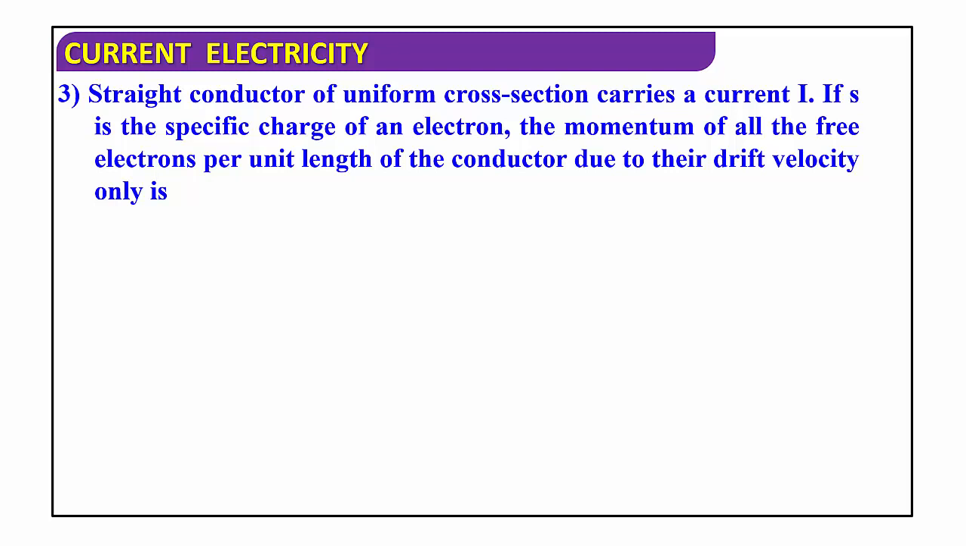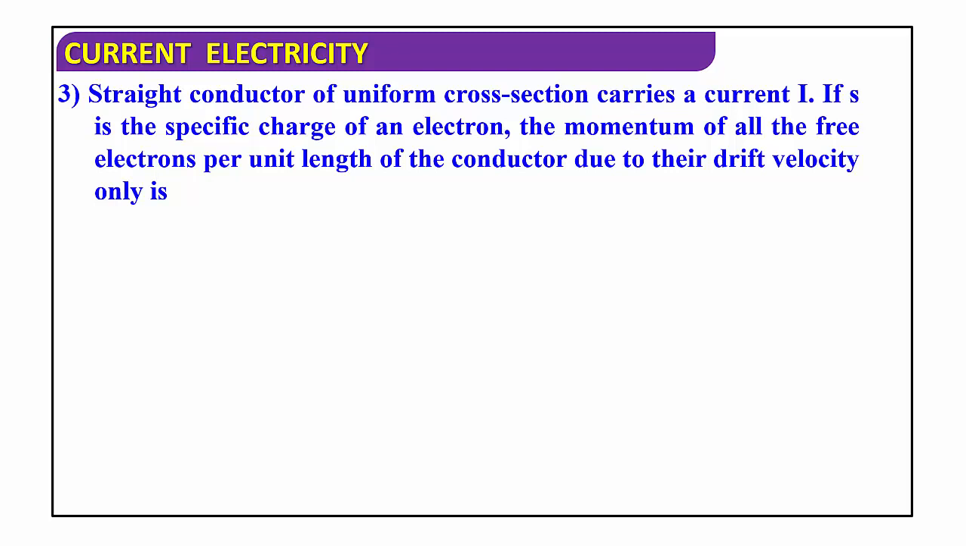They have given the specific charge of the electron. So what is the specific charge of the electron? Specific charge of the electron means the charge of the electron per unit mass. Charge per unit mass, e divided by m. S equal to e by m. This is the specific charge.